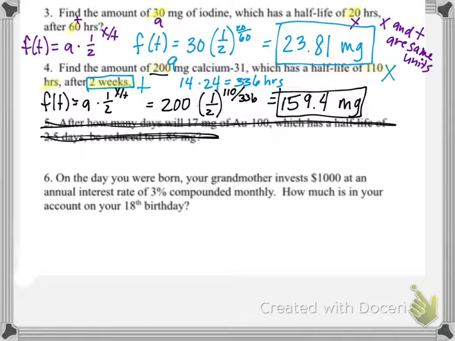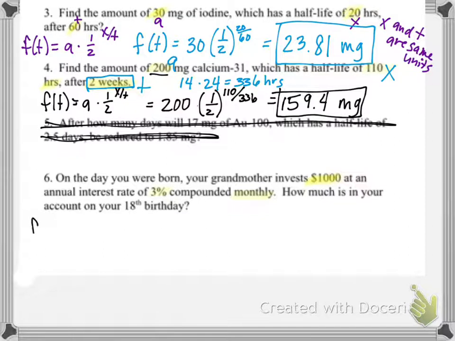So then number 6, this is our last example when we're going to be talking about compounding. So it says, on the day you were born, your grandmother invests $1,000 at an annual interest rate of 3% compounded monthly. How much is your account on your 18th birthday? This could be true for some of you, so this would be a good way to figure that out. So it says compounded monthly.